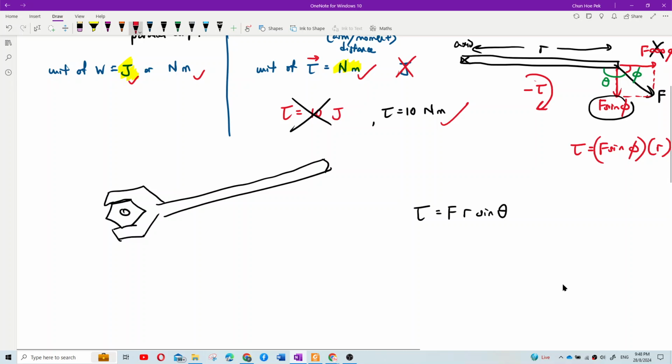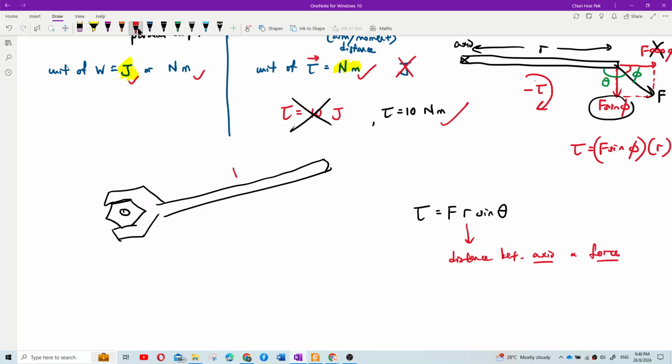What is R? R is the distance between the axis of rotation and the force F. So where do you hold the spanner? You hold at the center, or at the end? Which one is easier to rotate? You hold your hand at the center or at the end? To rotate it easier, at the end, right? Why must it be at the end?